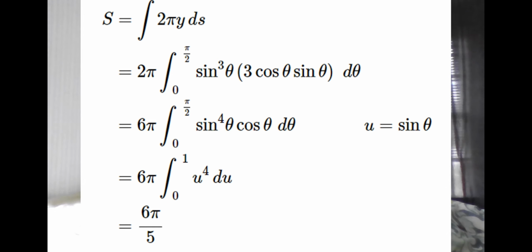We now take this simpler integral. We get antiderivative of u to the 4th power is u to the 5th power over 5. So at point 1, this equals 1/5, and at point 0, this equals 0. 1/5 minus 0 is 1/5. And we remember the constant of 6π that we factored out of this integral. So we multiply 6π by the result of the integral. So in conclusion, our surface area has a definite value of 6π over 5.